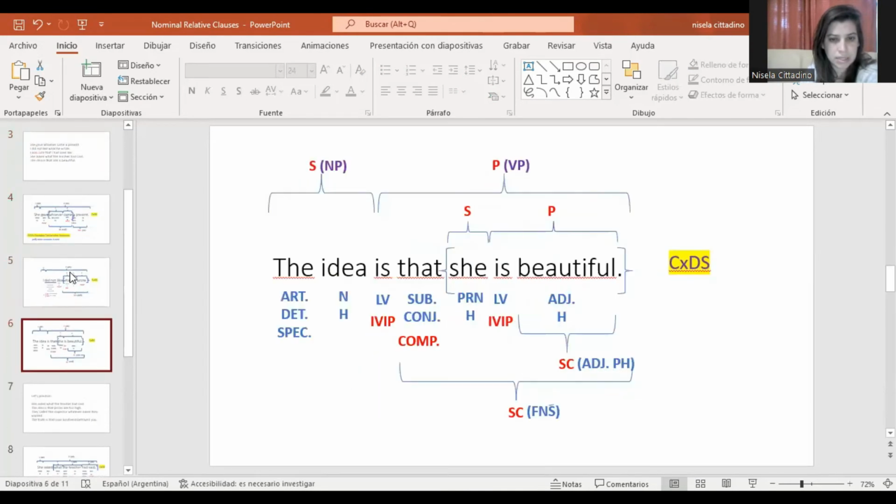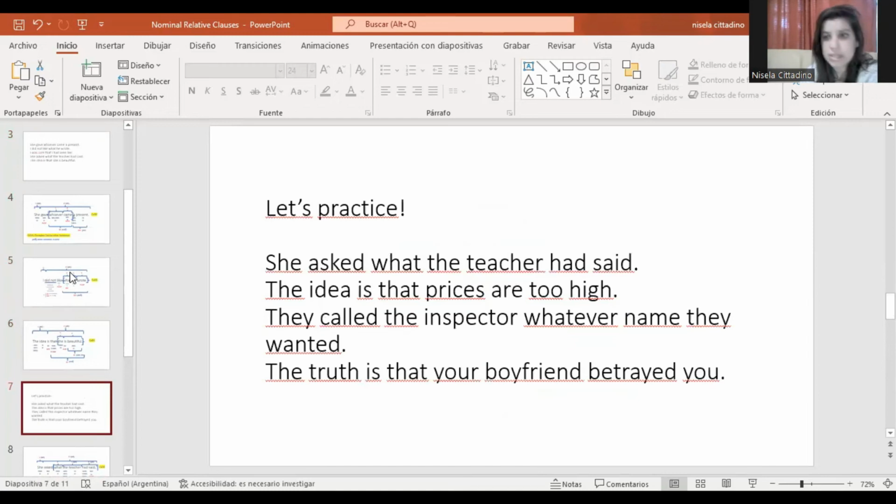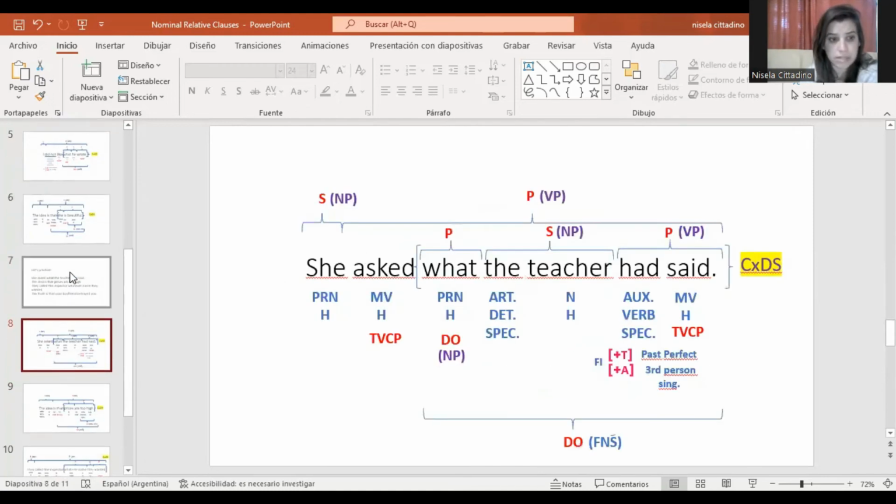Let me go to the sentences that we had to correct. She asked what the teacher had said. Okay, let me present this.